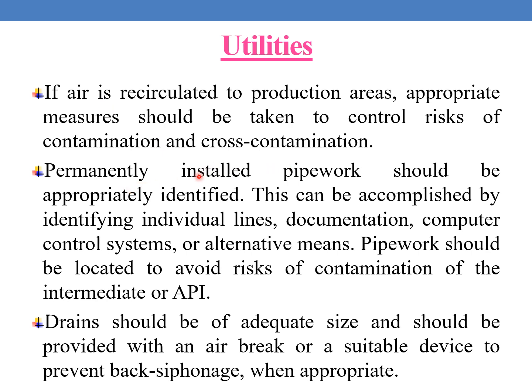Permanently installed pipework should be appropriately identified. This can be accomplished by identifying the individual lines, documentation, computer control systems or alternative means. The pipework should be located to avoid risks of contamination of the intermediate or API. Drains should be of adequate size and should be provided with an air break or a suitable device to prevent back-siphonage when appropriate.